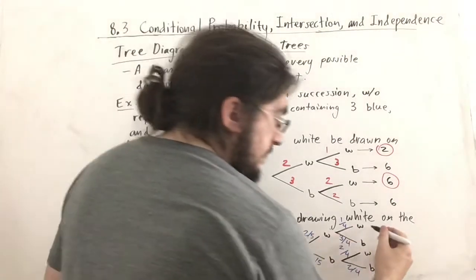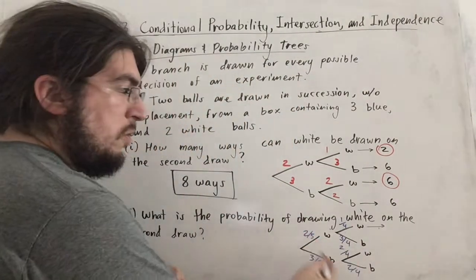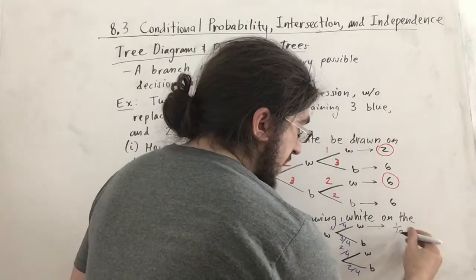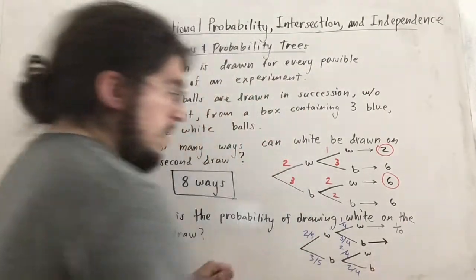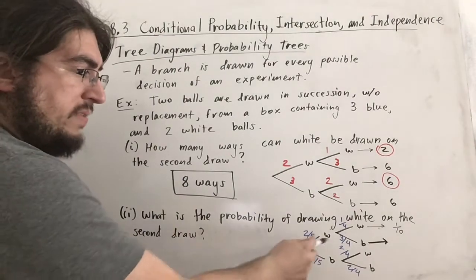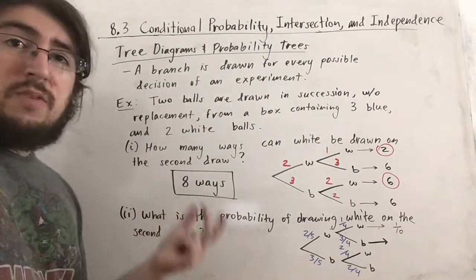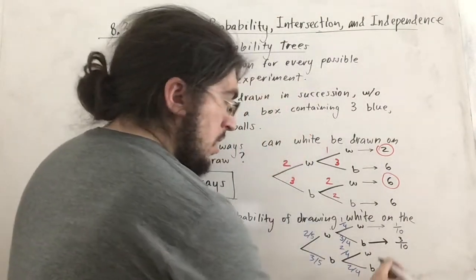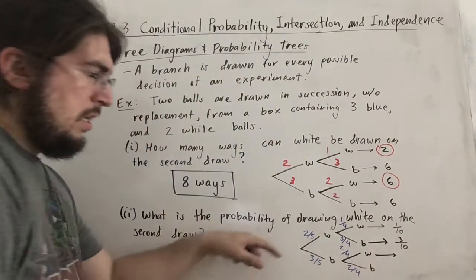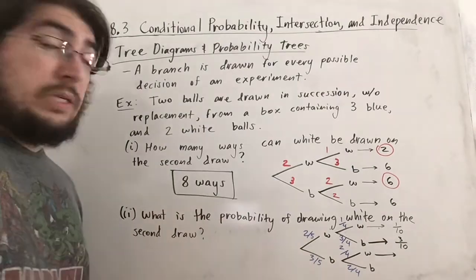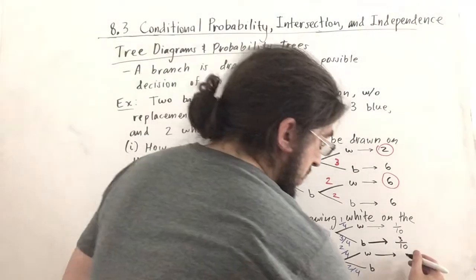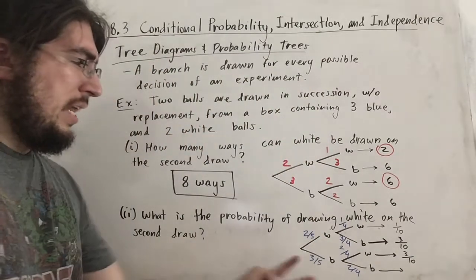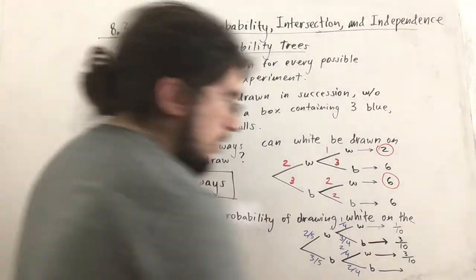So here, if you multiply 2 over 5 by 1 over 4, you get 2 over 20, which actually reduces to 1 over 10. For the second one, 2 over 5 times 3 over 4 is 6 over 20, which reduces to 3 over 10. For the third one, you get 3 over 5 times 2 over 4, which is also 6 over 20, which also reduces to 3 over 10. And for the last one, that's also 6 over 20, that's also 3 over 10.